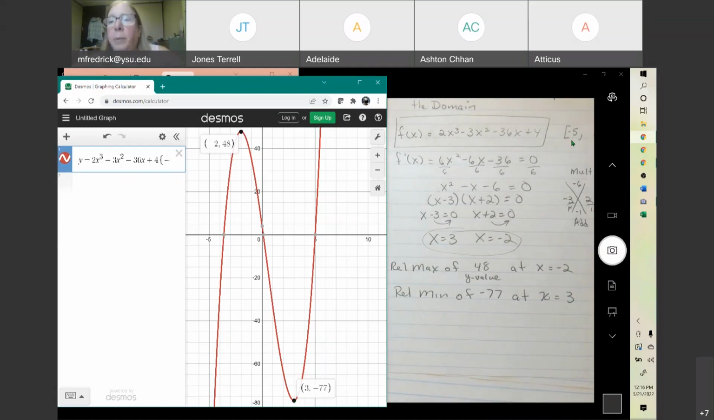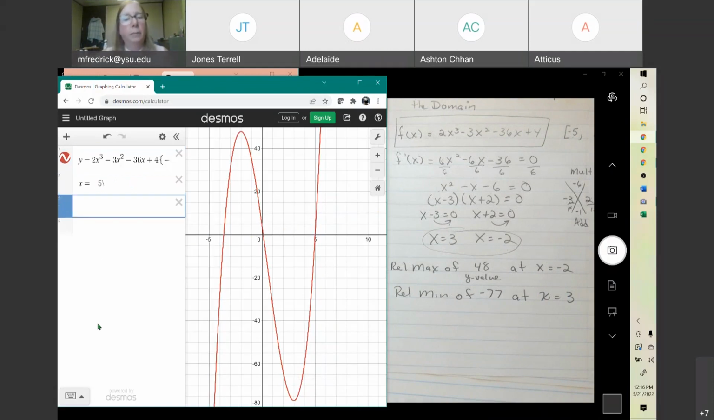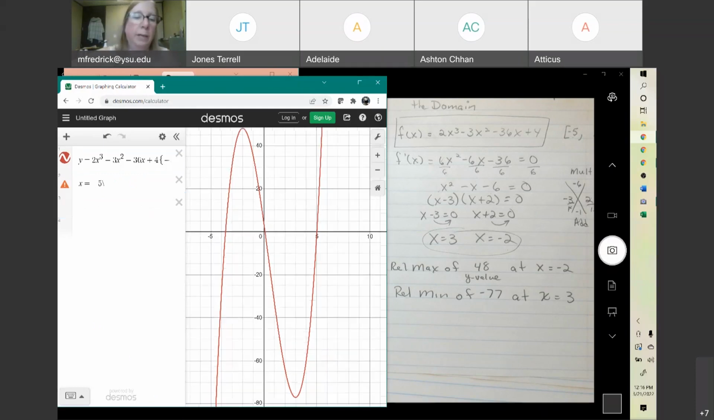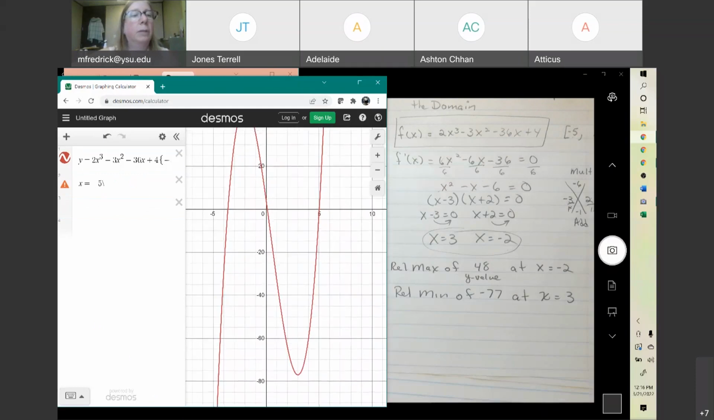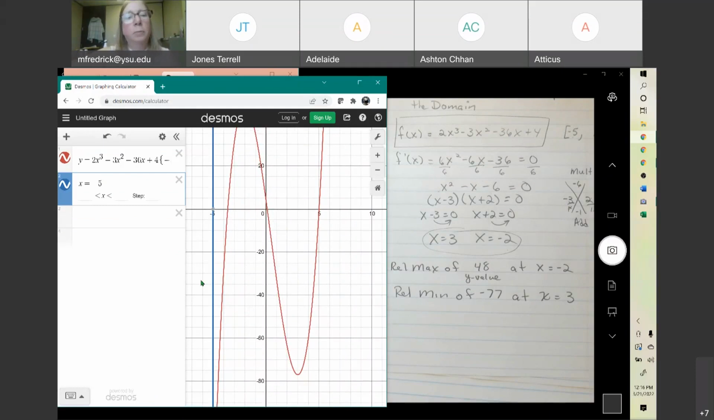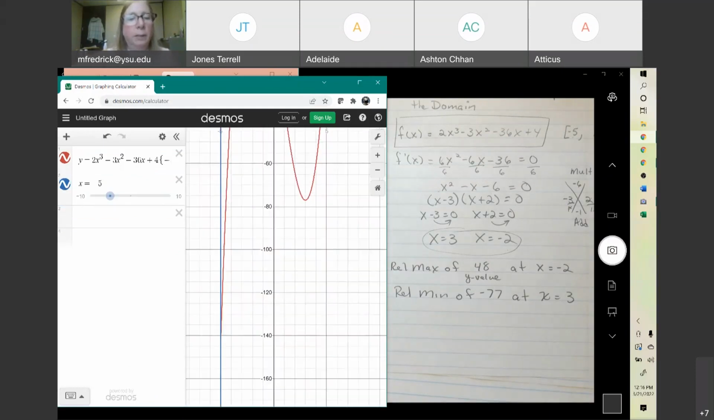Now to find the endpoint, like at -5, we could put x equals -5, and it will show us it's down here. So I need to move down. Whoops. Oh, I had it divided by sign. That messed it up. There it is. It's intersecting down here. At -5, -140, -141.